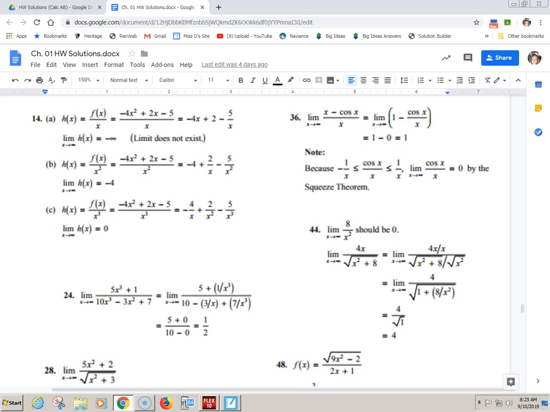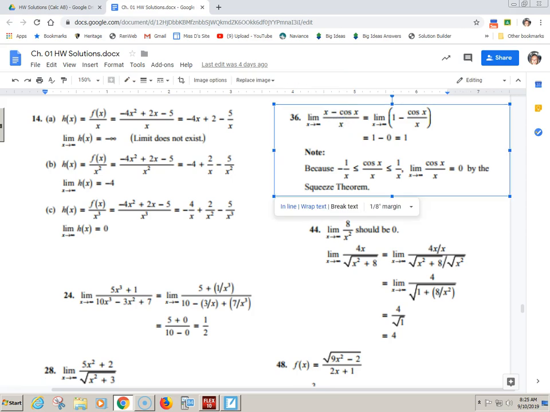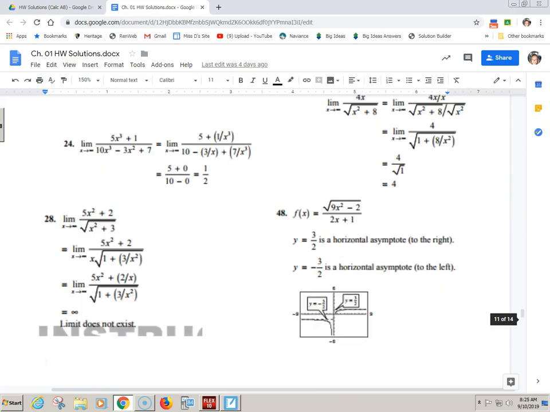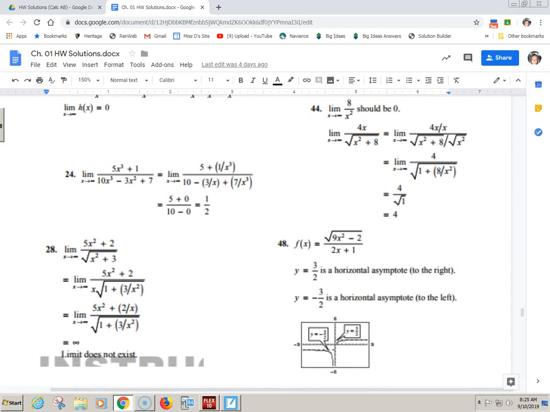If you're curious how they went from here to here, they basically just distributed this division, because division by x is like multiplication by 1 over x. So they did it to both. x over x became a 1, and then cosine of x over x became 0. We could have also done the degree test and asked, who's the champion? Who's stronger, x or cosine? x all the way. Tie, ratio of the leading coefficients is 1. Number 44 is 4.